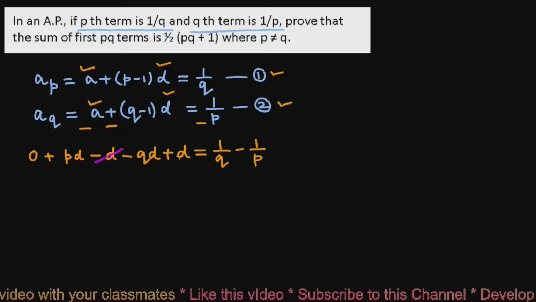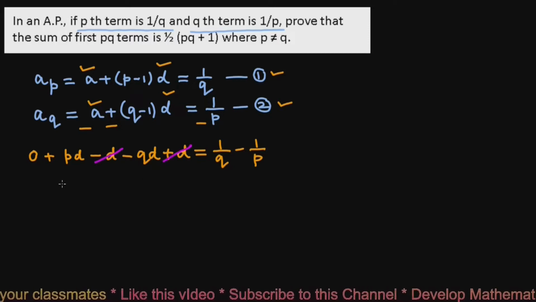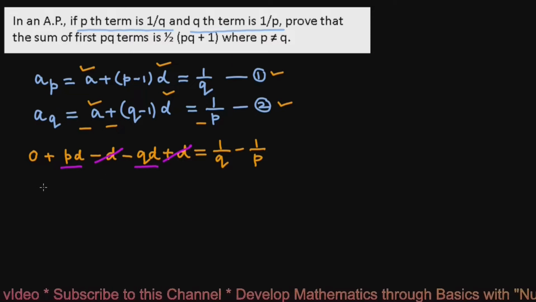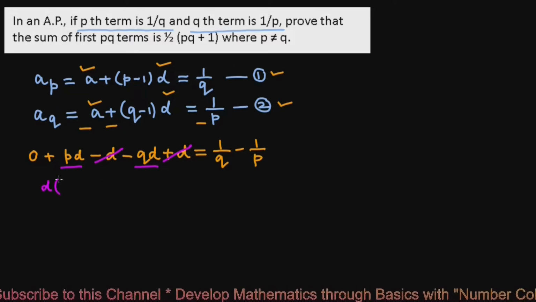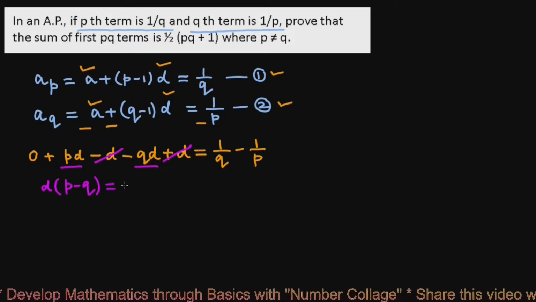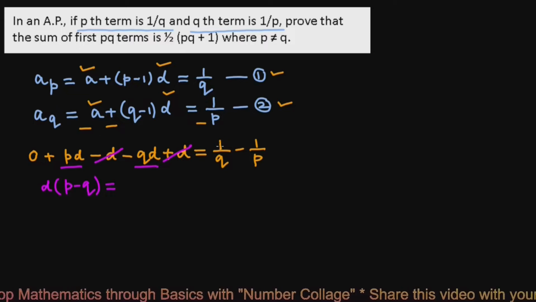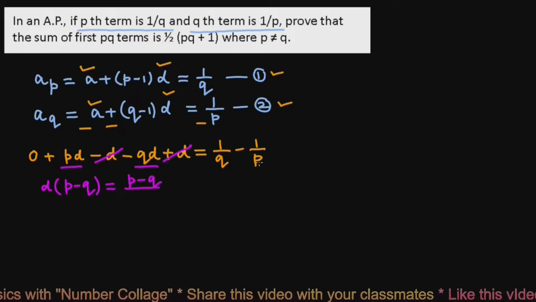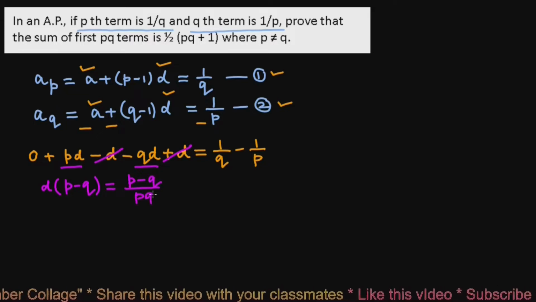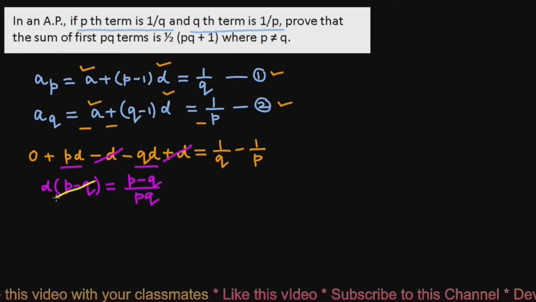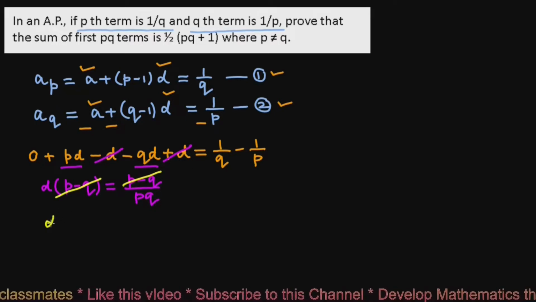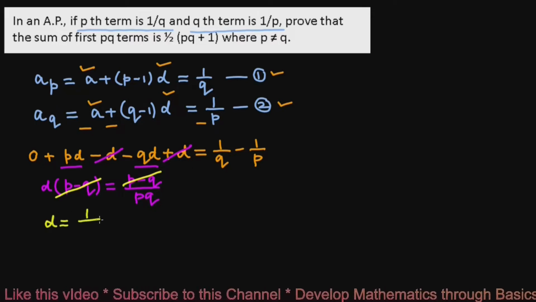Now this D cancels with this D and, taking D common from these two terms, we get D into (P minus Q) equals, this will be (P minus Q) upon QP, that is PQ. Now this P minus Q cancels from both sides and we get D equals 1 upon PQ.